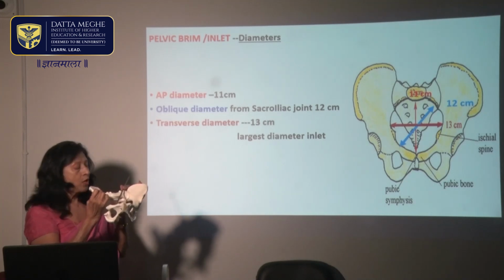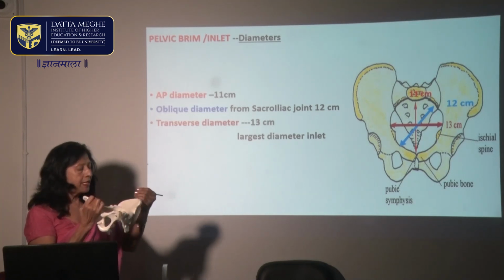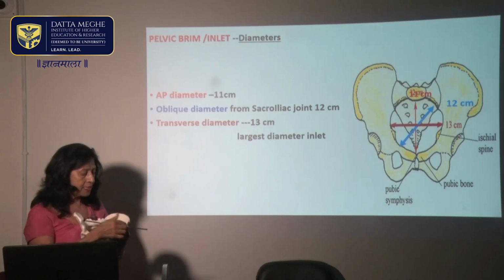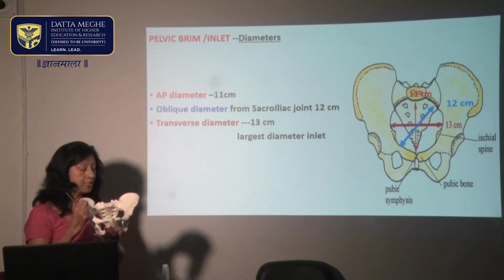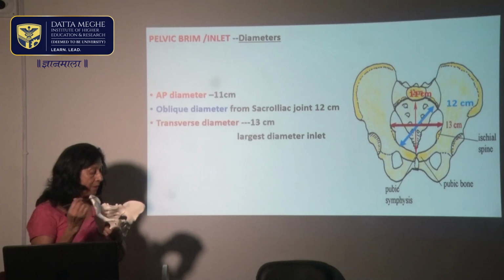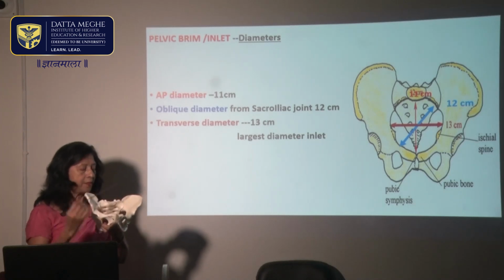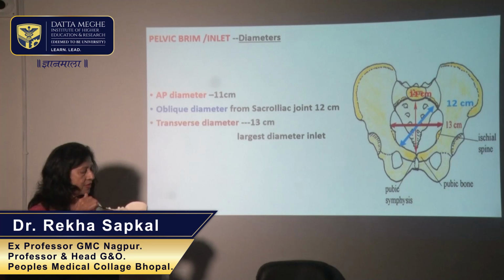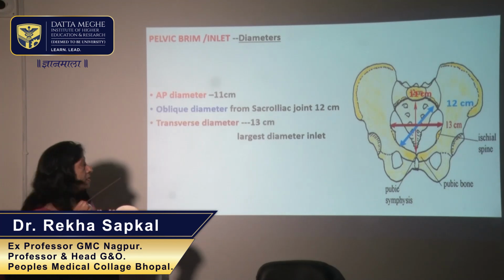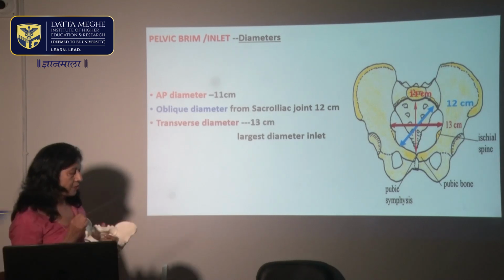So, that is how there are two oblique diameters. And the maximum, greatest transverse distance of the pelvic brim is the transverse diameter. So, this one is the transverse diameter of the outlet. At this level there is the transverse diameter, it is the largest diameter.